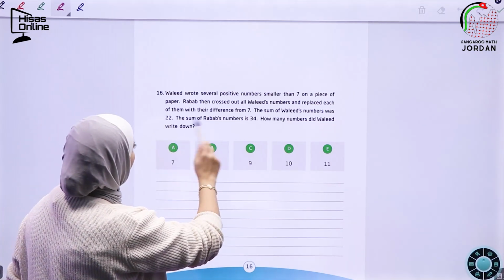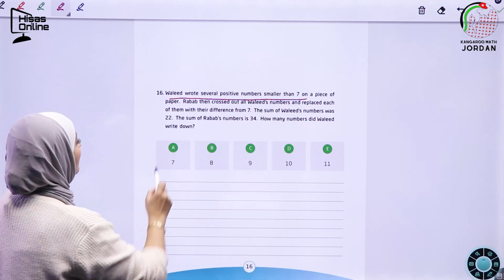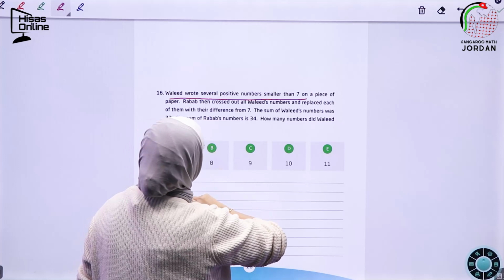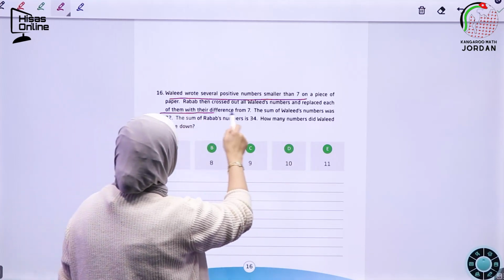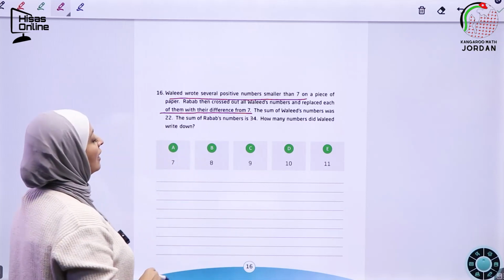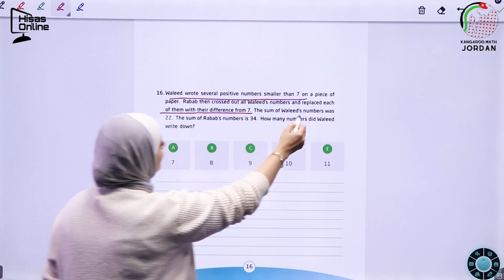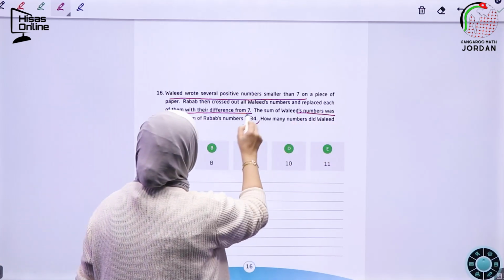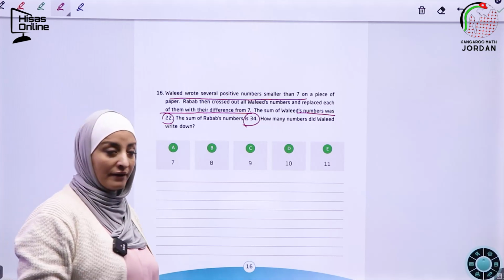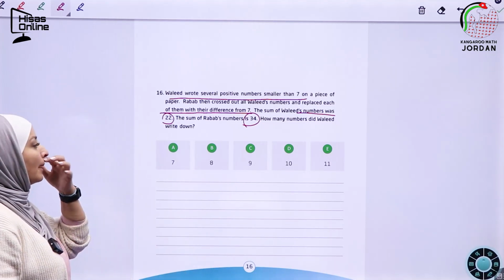Walid wrote several positive numbers smaller than 7 on a piece of paper. Rabab then crossed out all Walid's numbers and replaced them with the difference from 7. The sum of Walid's numbers is 22. The sum of Rabab's numbers is 34. This is a very important piece of information. How many numbers did Walid write down?